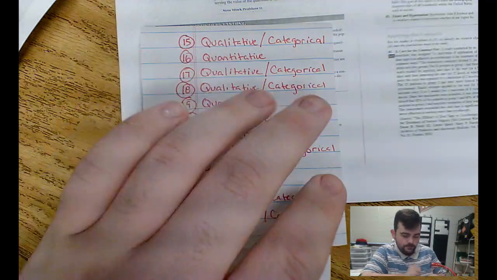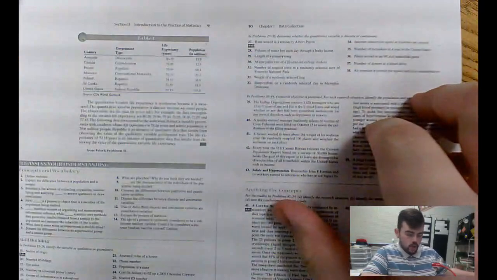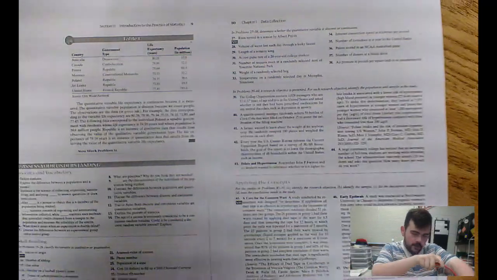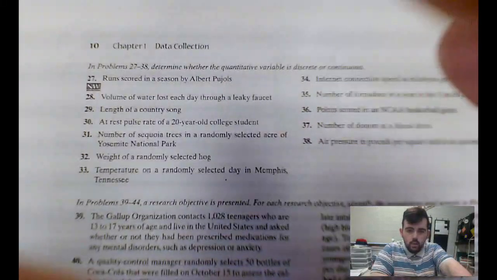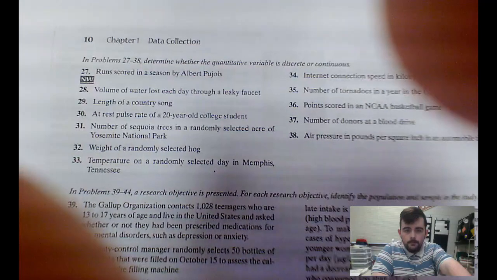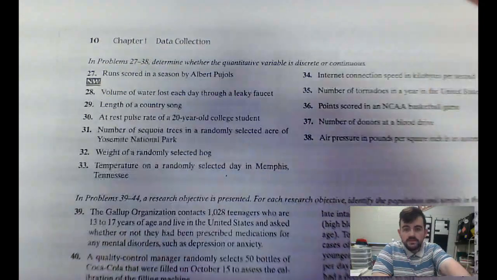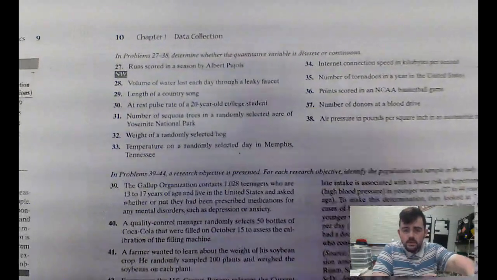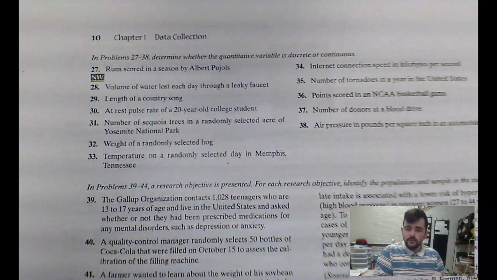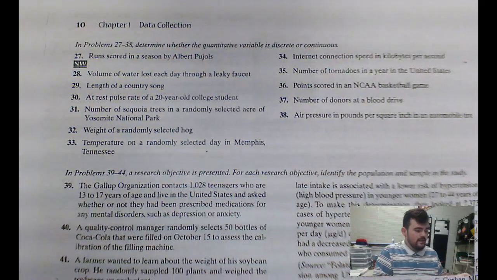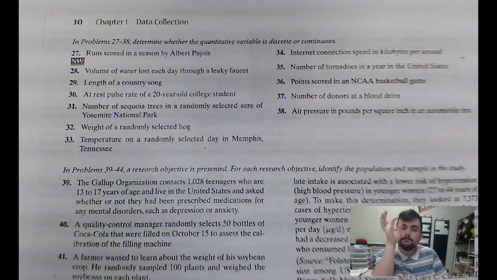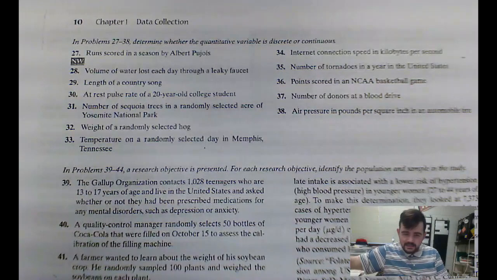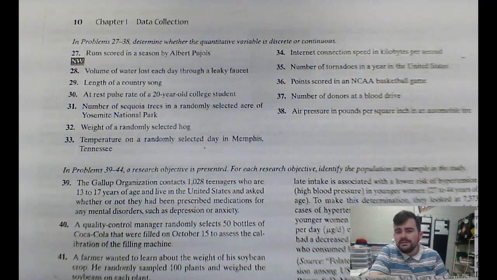Now, let's move on. Let's look at problems number 27 through 38. Now, all of these are quantitative variables. But what we need to do is determine whether they are discrete or continuous. So these are all numbers that you could do math with, but we need to determine if they are discrete or continuous. This may seem kind of like, why are we worried about this? But later on in statistics, it's important to recognize whether your variable is discrete or continuous.